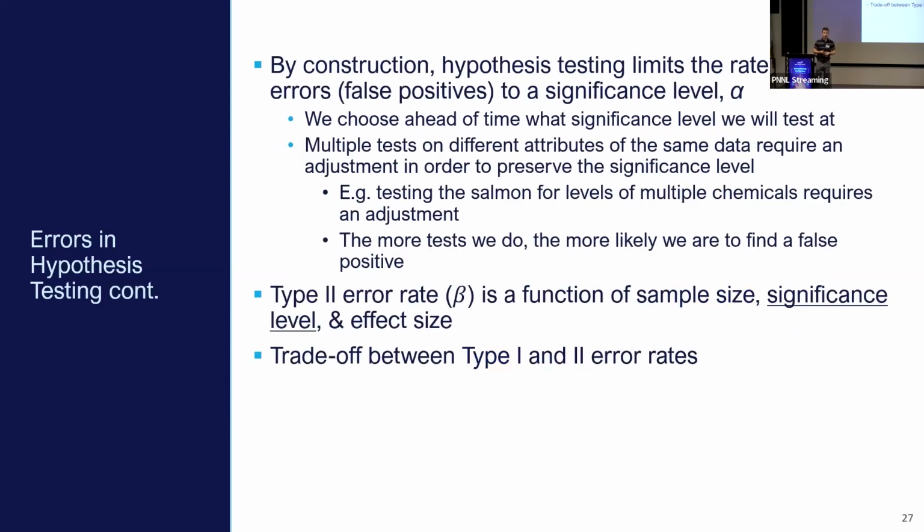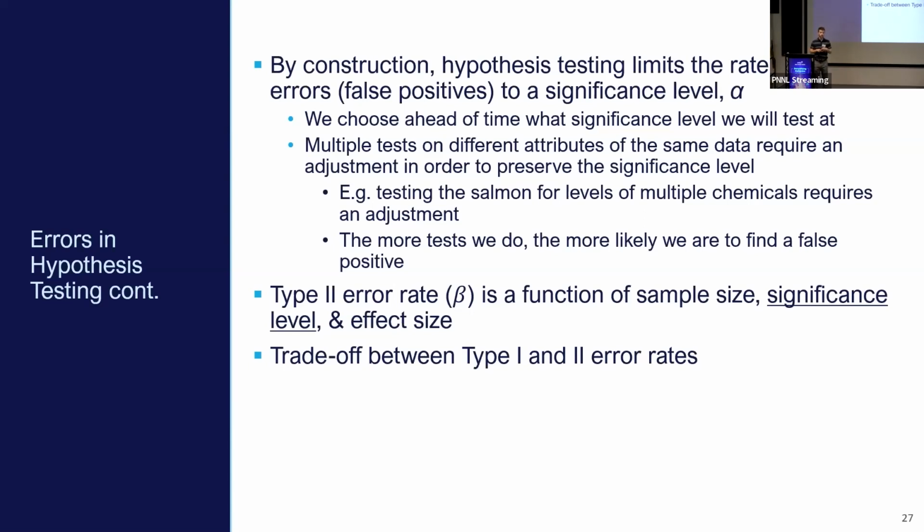So by construction, the hypothesis testing that we were doing limits the rate of the type 1 error, the false positives, to that significance level alpha, which is the p-value, typically 0.05. And because we select that p-value to be 0.05, we're already choosing ahead of time what that significance level is. One thing to note with that is that with multiple testing on different attributes of the same data, we're going to require an adjustment in order to preserve that significance level.